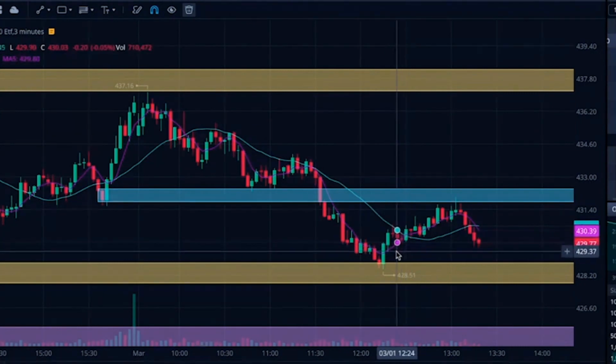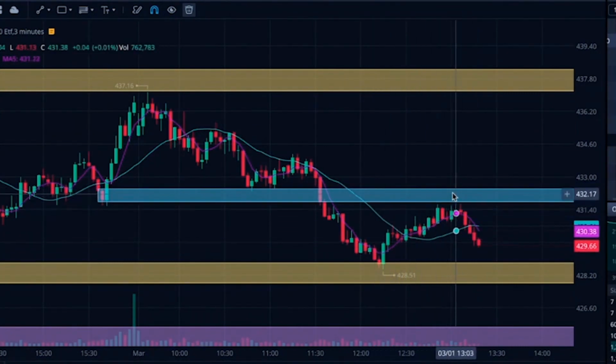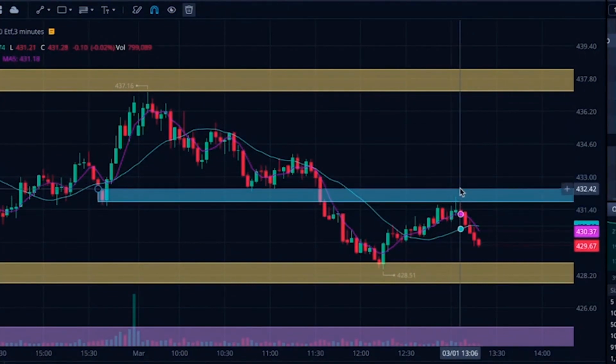So now with calls, being that we rejected the previous demand zone that I created, that has now become your supply zone. So for me personally, I will not enter calls until we surpass this zone right here. So for me personally, my calls will be right about 432.